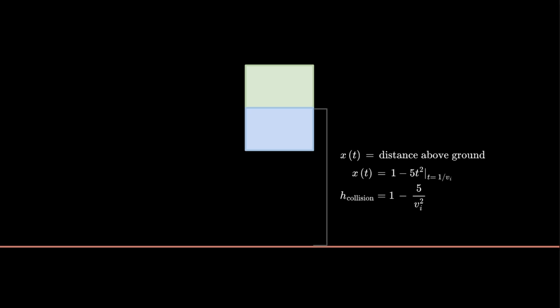So going back to our two blocks, they've now collided. They've collided at this distance above the ground. So we have this x of t function, which is the distance above the ground. And we can choose either x of the green block or x of the blue block. I'm going to go with the green block because it doesn't have the v_i t in the front. It just has a 1. So if we plug in t equals 1 over v_i for the x of t function, we can find the height of the collision, this h collision, is equal to 1 minus 5 over v_i squared. And that will be another value to keep in your back pocket.